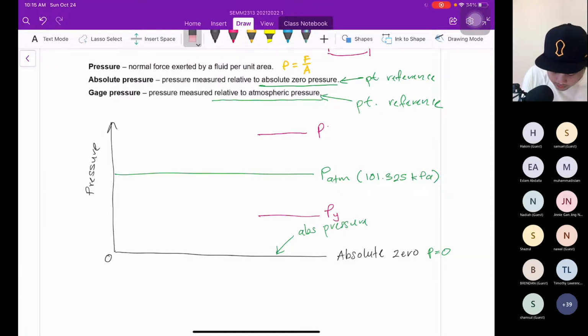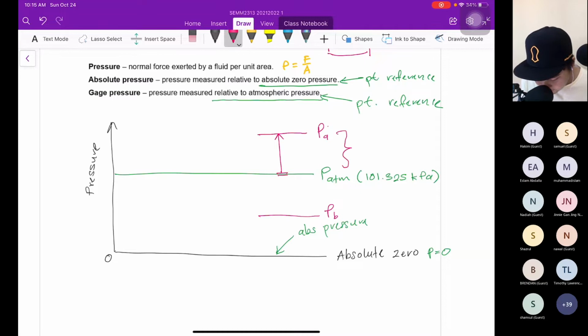Okay, let's say this is pressure A and this is pressure B, for example. You can see pressure A is more than P ATM, or atmospheric pressure. So from this reference to the P ATM, we call it P gauge. Okay, this is P gauge of A.